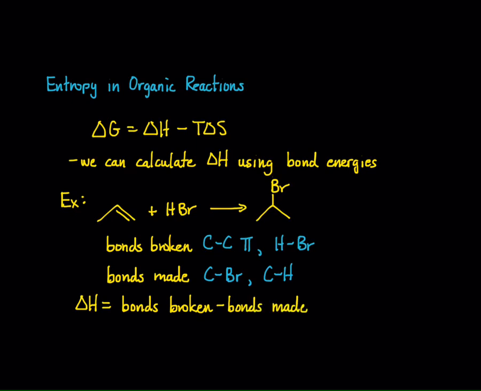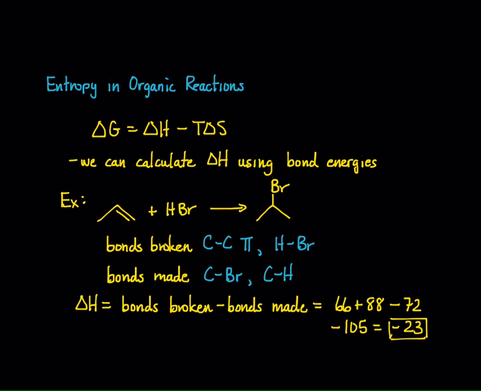So delta H is bonds broken minus bonds made, and therefore the pi bond is 66 kilojoules per mole, the HBr bond is 88 kilojoules per mole, the carbon-bromine bond is 72 kilojoules per mole, and a carbon-hydrogen bond is 105 kilojoules per mole. How do I know this? I can simply look it up in a table. When I look up all those values, I can simply sum them up, and I get minus 23 kilojoules per mole of the reaction.